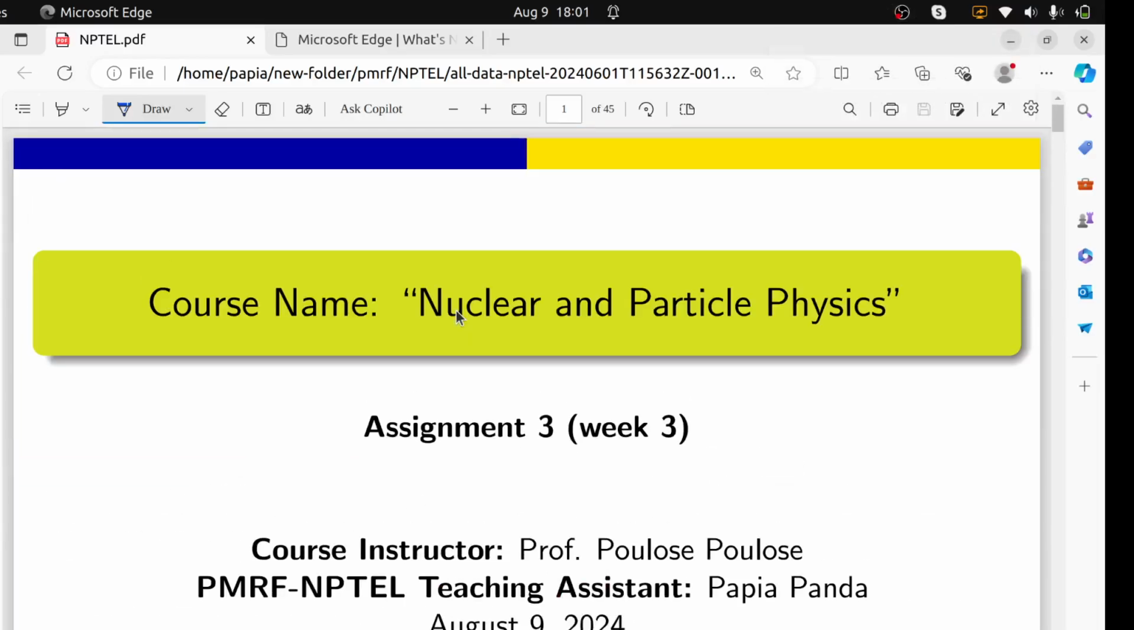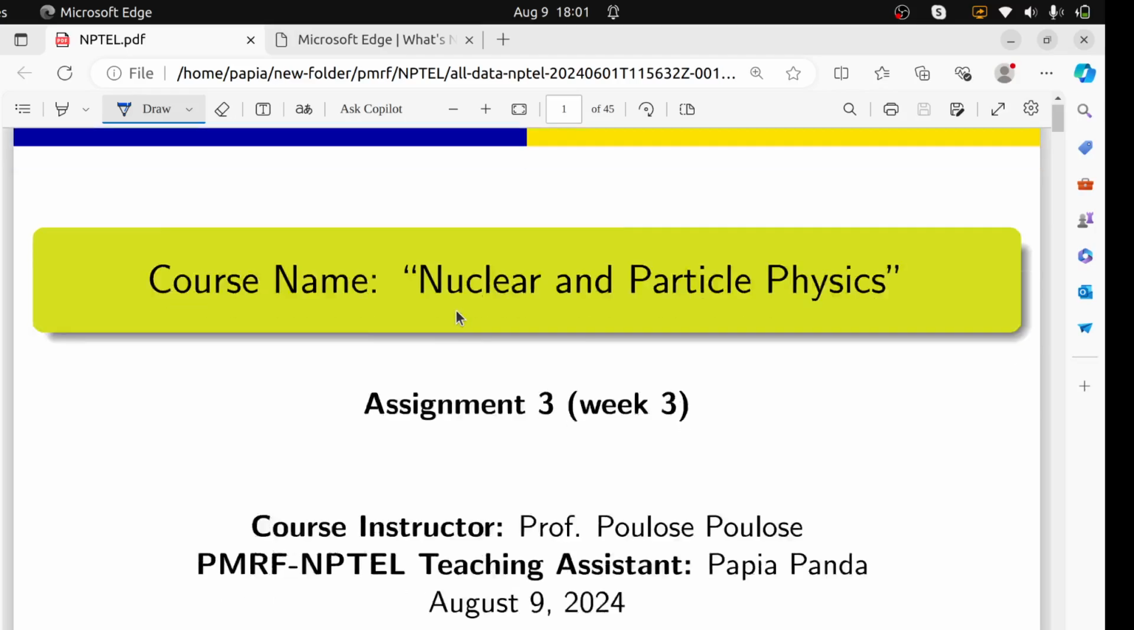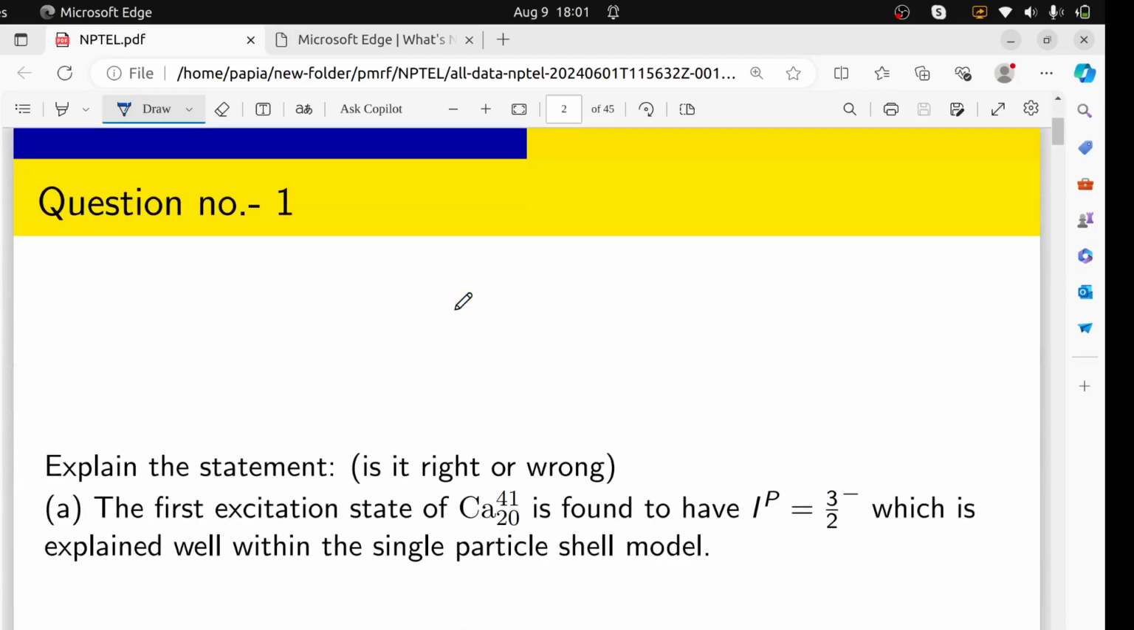So yeah, fine. So today we will talk about week 3, assignment 3, previous year question paper on the topic of nuclear and particle physics. So let's talk about the first question. The first question is: explain the statement, is it right or wrong?